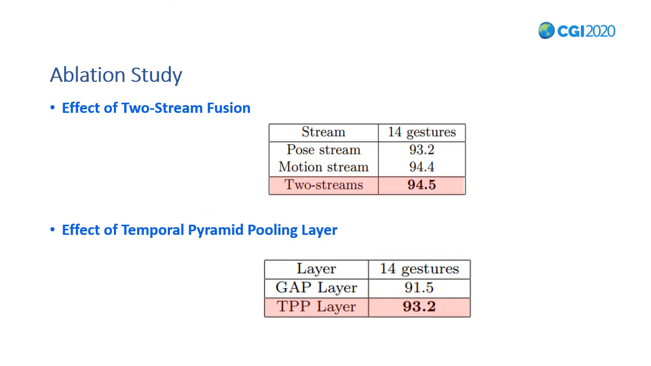In order to evaluate the effect of two-stream fusion, we compared the pose stream, motion stream, and two streams. The first table demonstrates that the two-stream architecture can best exploit both pose and movement information. In order to evaluate the effect of our temporal pyramid pooling, we conduct a comparison using the temporal pyramid pooling layer with the alternative global average pooling layer. The second table shows that the temporal pyramid pooling layer is better.